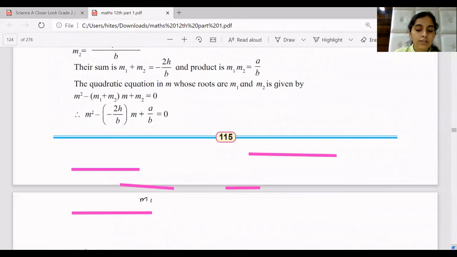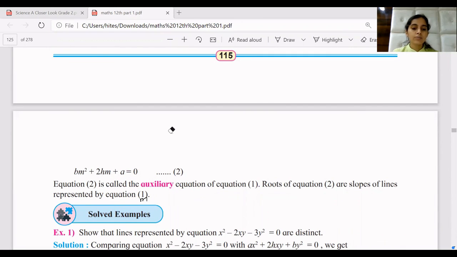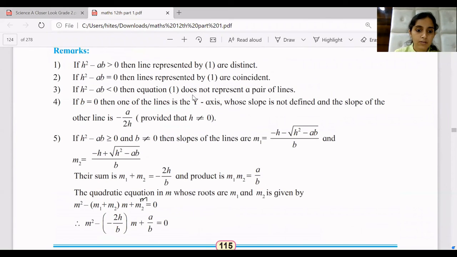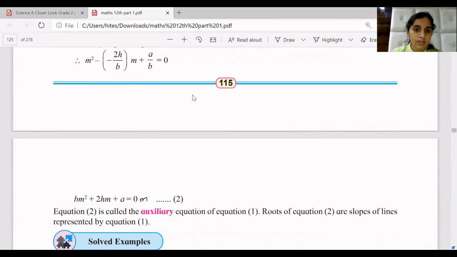Now this brings us to the end of explanation of the first three theorems. Okay. Now, if you can see here, they've written bm square plus 2hm plus a equal to 0. What does this equation represent? Let's go up and check. One minute. So they've taken LCM over here. So we get bm square plus 2hm plus a equal to 0.